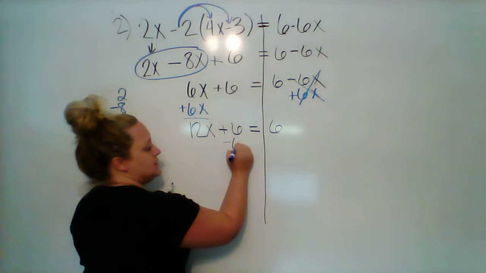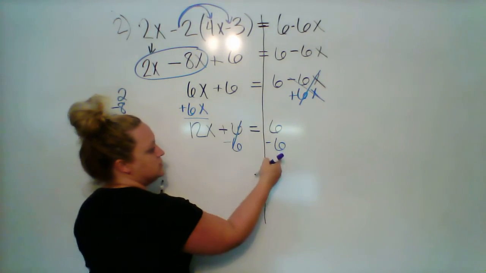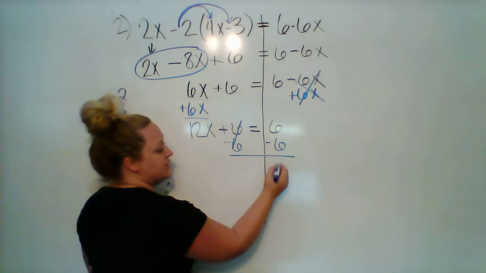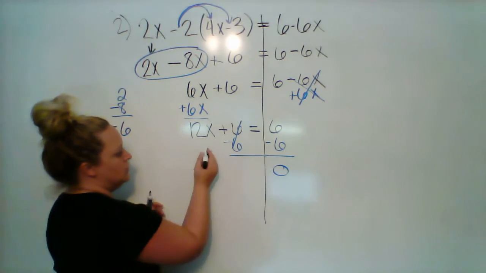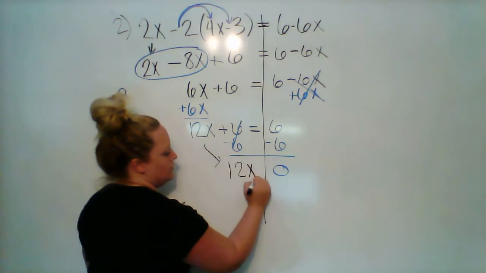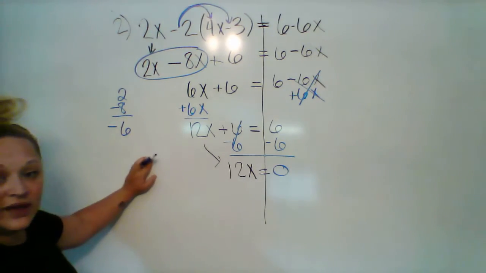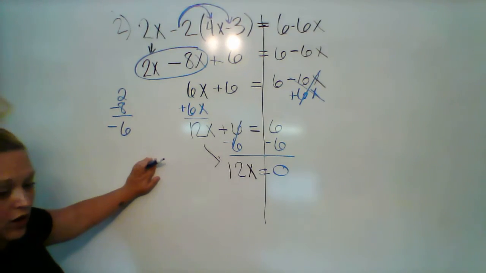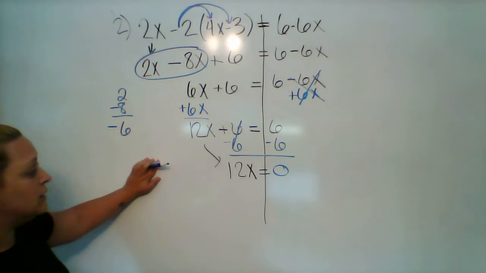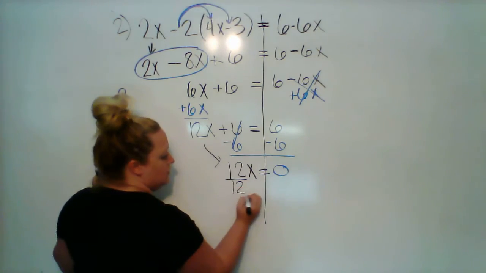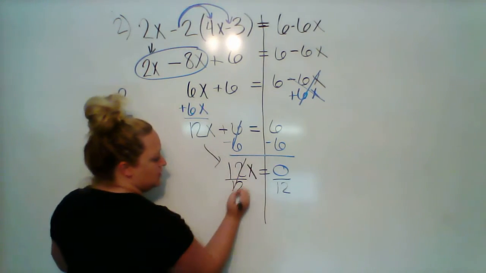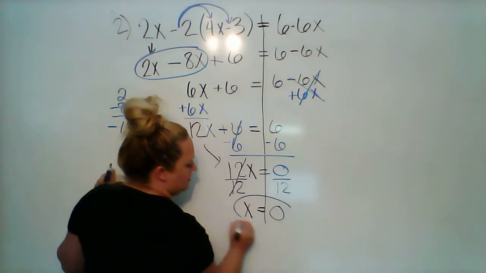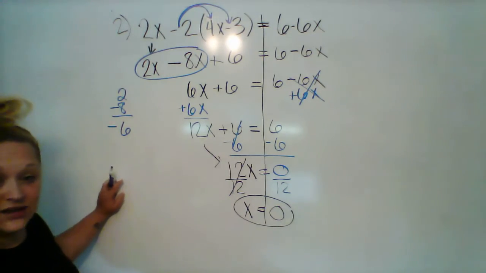So subtract 6, cancels. Now I bring down. Well, this is going to cancel also, but 6 minus 6 is 0. We're going to bring our 12x down. So now according to this, I have 12x equals 0. We're going to check to make sure that we're right so far, and it looks like we are. So what we're going to do now is divide both sides by 12, because again, we want to get x by itself. So 0 divided by anything would make it 0. And that is our answer.